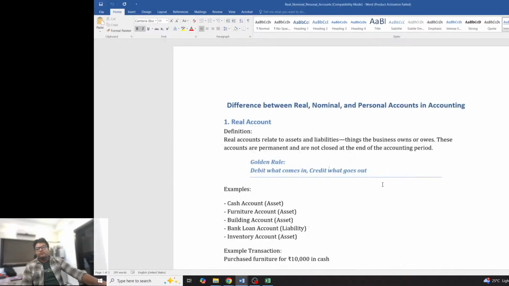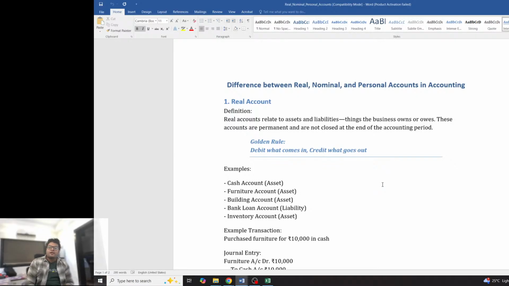Now coming to the three rules of accounting. There are three major fundamental rules that are globally followed in accounting, and those three rules are: debit what comes in, credit what goes out. You can rhyme with me. This is the golden rule. Debit what comes in, credit what goes out. That is used for real accounts.